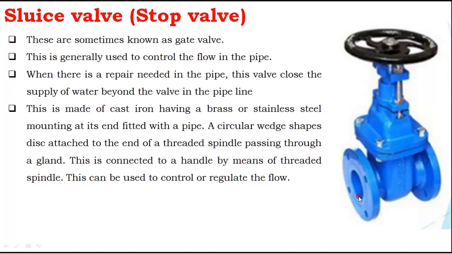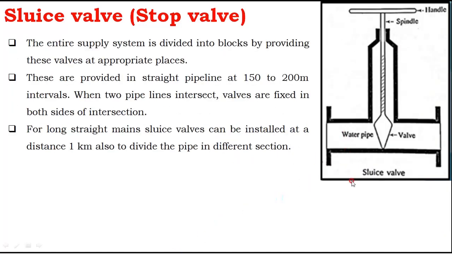This is made of cast iron having a brass or stainless steel mounting at its end fitted with a pipe. This is usually made up of cast iron, and this end will be made up of stainless steel so that corrosion should not happen. A circular wedge shaped disc is attached to the end of the threaded spindle passing through the gland. I will show you in the next figure. See here, this is a wedge shaped spindle, and you will rotate here, and there will be some screws here. Through the gripping it will enter inside and it will stop the flow. Okay, this is an example of a sluice valve.